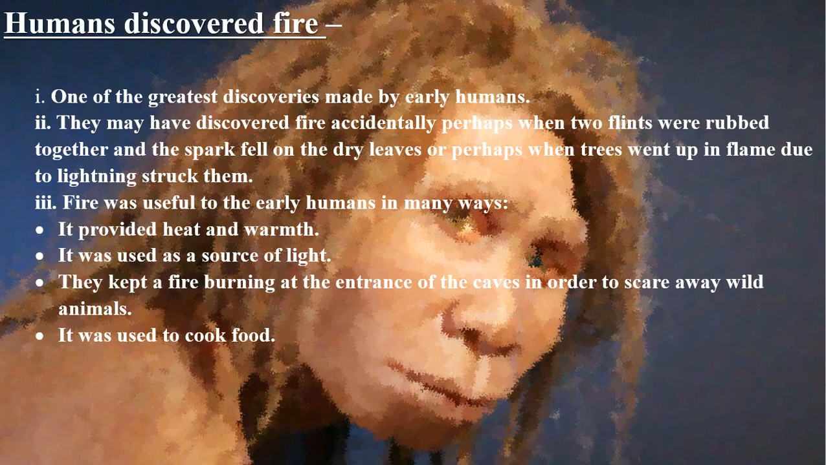We have also discussed that fire was useful to early humans in many ways. It provided heat and warmth. It was used as a source of light. They kept a fire burning at the entrance of the caves in order to scare away wild animals, and it was used to cook food. And they also understood this concept accidentally.